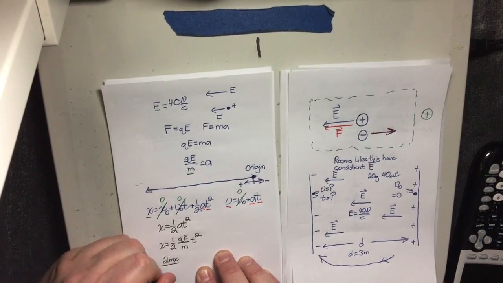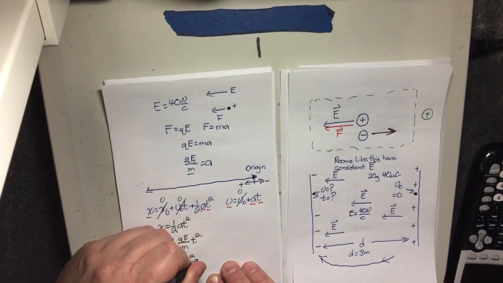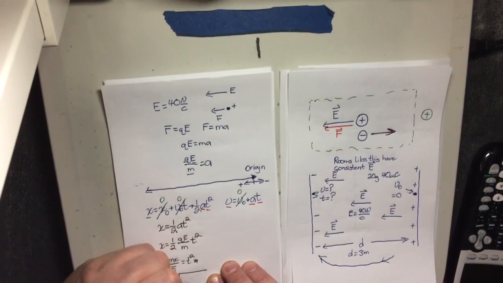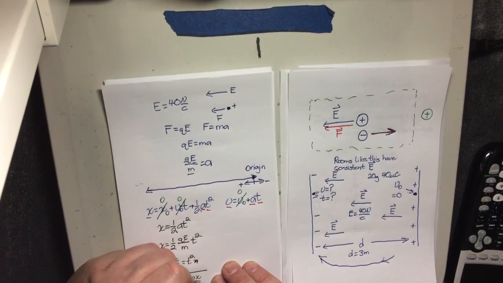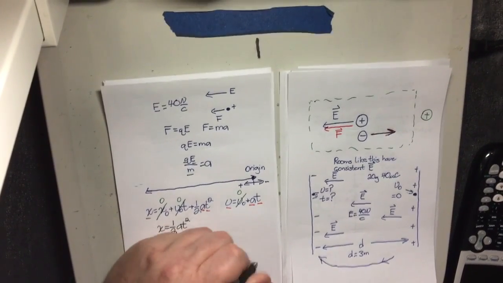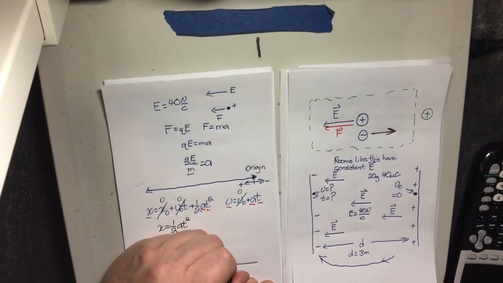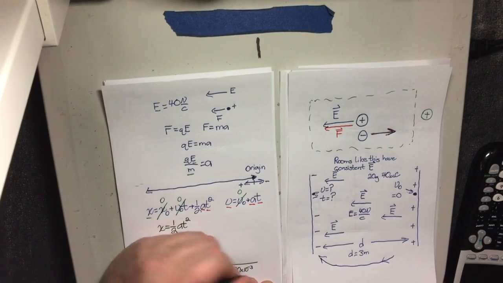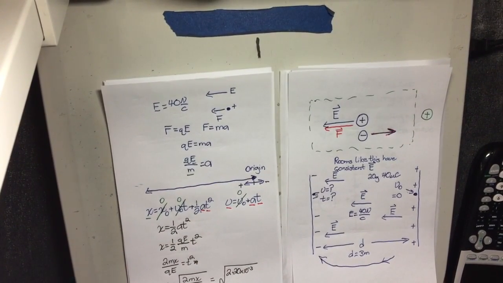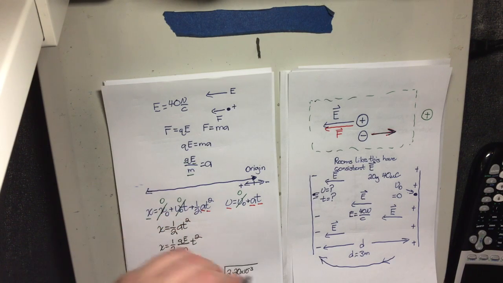2mx over QE is equal to time squared. So time is the square root of 2mx over QE. So that ends up with the square root of 20 times 10 to the negative 3. Remember that the numbers that you plug in, their units must be in the form of kilograms, meters, and seconds. X, 3.